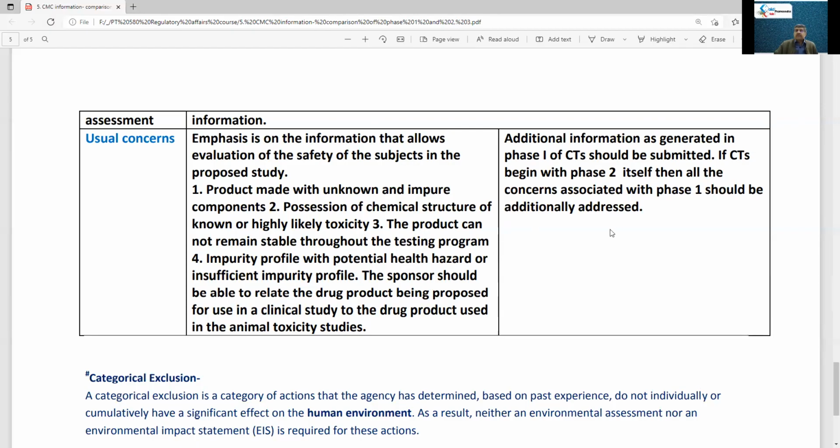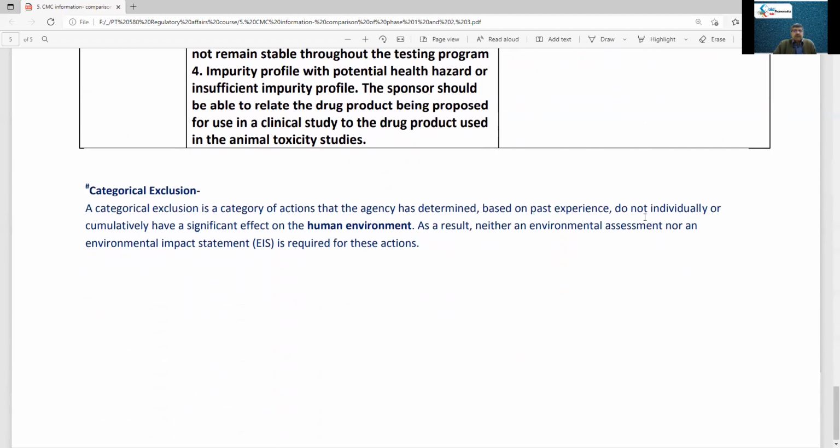In phase 2 and 3, additional information as generated in phase 1 of clinical trials should be submitted. If the clinical trials begin with phase 2 itself, as is the case in some anti-cancer drugs, then all the concerns associated with phase 1 should be additionally addressed in phase 2 and 3.